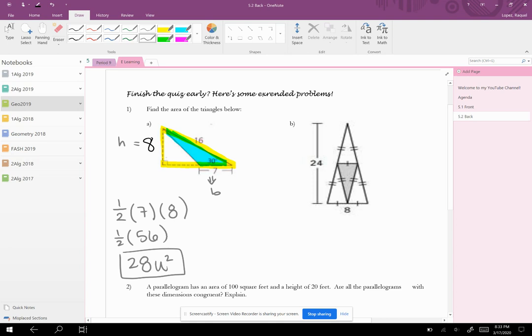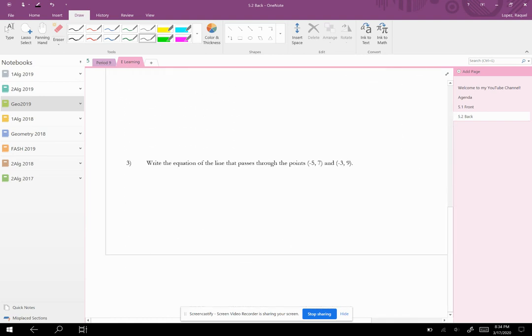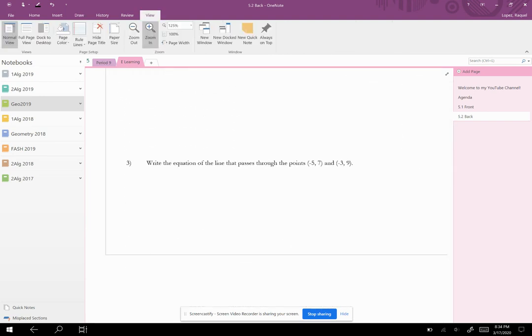Okay, I'm going to go ahead and leave 1B for you guys to do if you feel so inclined. If not, that's okay. I'm going to skip down to number 3 because I think we could all use a little linear practice from time to time. So write the equation of the line that passes through the points -5, 7 and -3, 9.